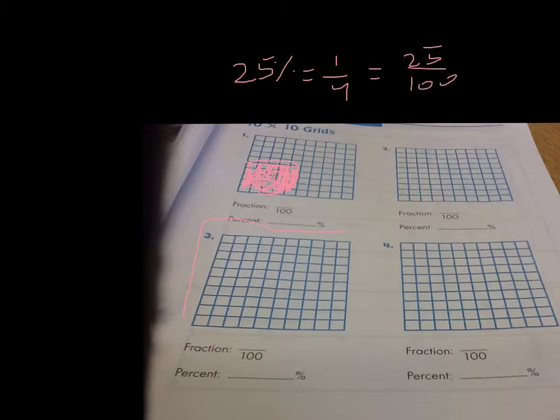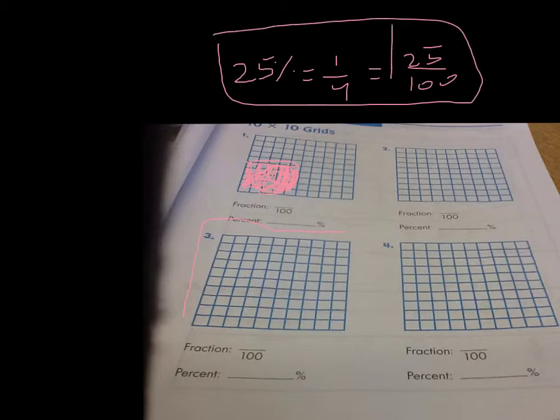So now we're on another grid, we're going to fill in 3/4. And since we know that 25 squares is 1/4, and we need 3/4, 25 times 3 equals 75. So we're going to just fill that in right here. So you have the answer there.